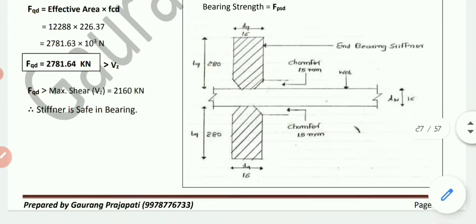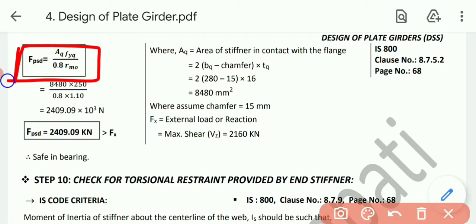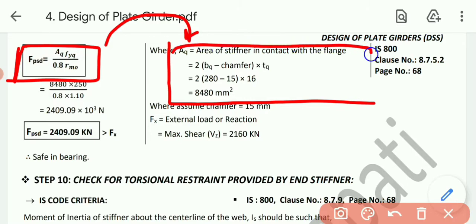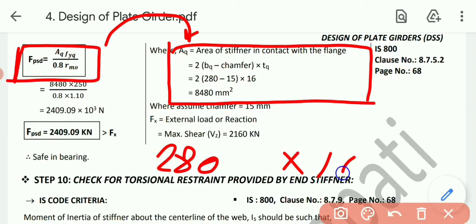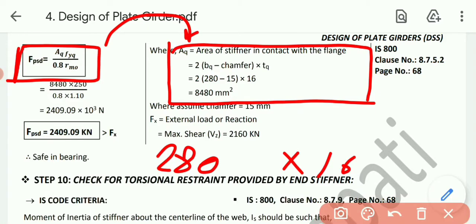So now our formula stands for FPSD equals to AQ FIQ divided by 0.8 gamma m0, where AQ, that is area of the stiffener. For that one, as we have cut the 15 mm dimensions from the stiffener, our stiffener's dimension was 280 cross 16, but this time as we have cut the 15 mm as a chamfer, then 15 mm will be minus from this one.